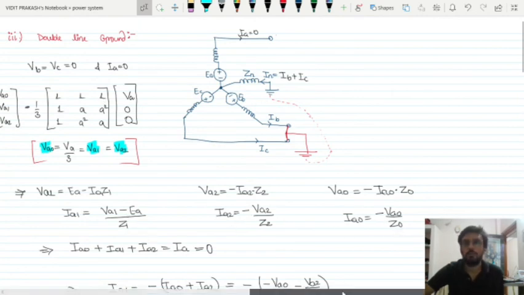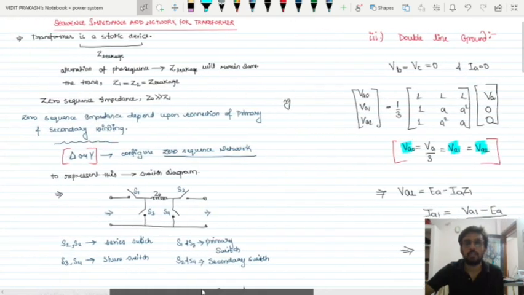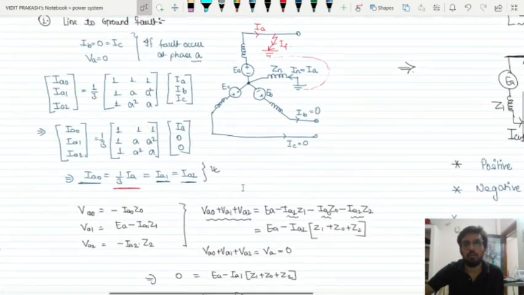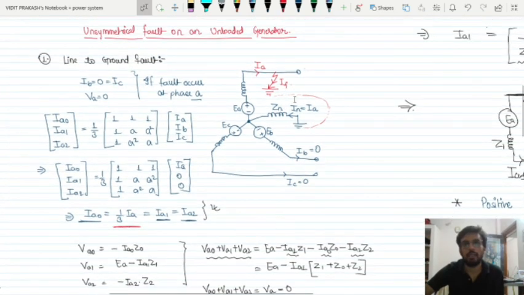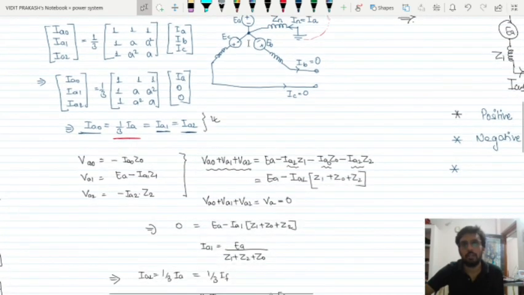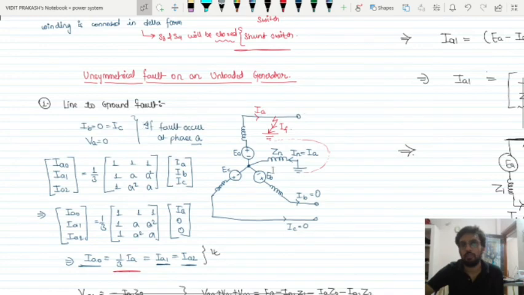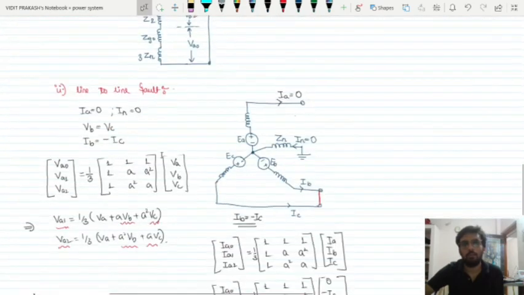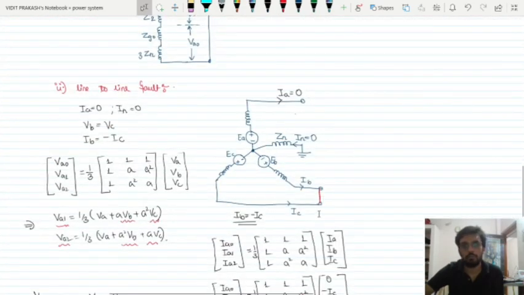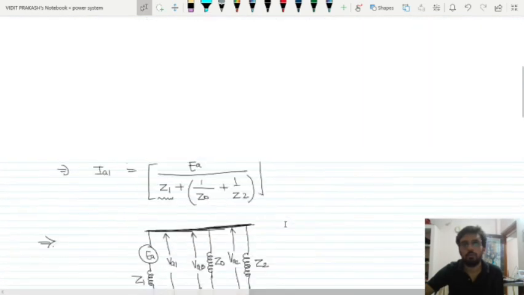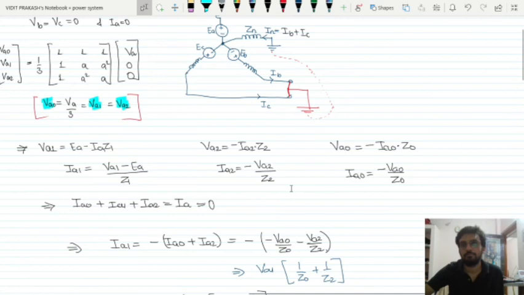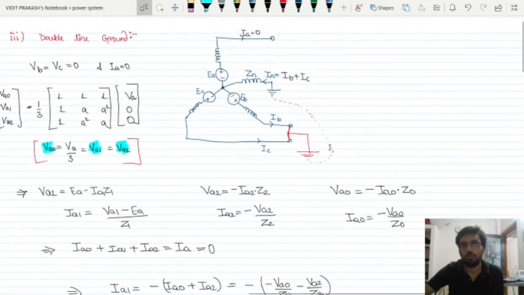So we can tell that zero sequence current is only available where ground is involved. See, it will be available where the fault involves ground. In line to ground fault, ground is involved. In line to line fault, there is no ground involvement. And in double line to ground fault, ground is involved.